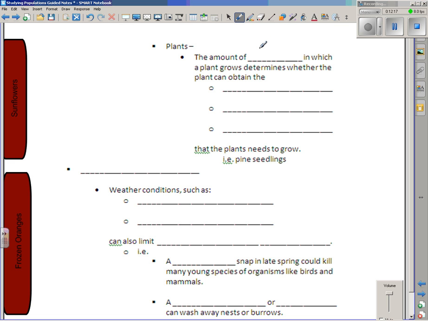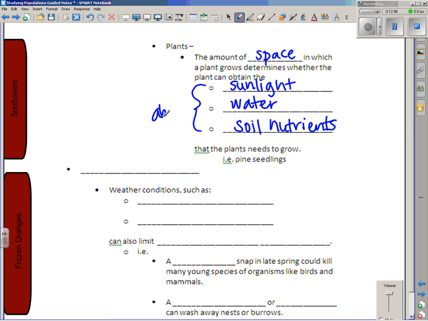Okay, now it also happens with plants. Plants need to have space. Now they need the right amount of space so that the plants are able to obtain sunlight, water, and soil nutrients. Okay, and all of these things are abiotic factors. Whenever the plants aren't able to have these abiotic factors, then they're not going to be able to grow as well as they should.